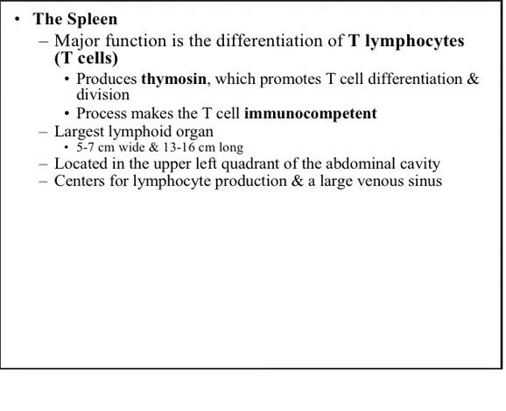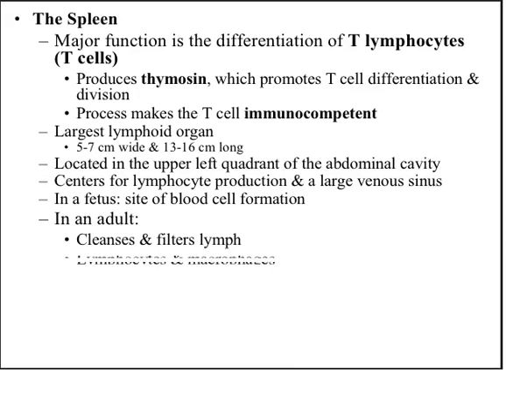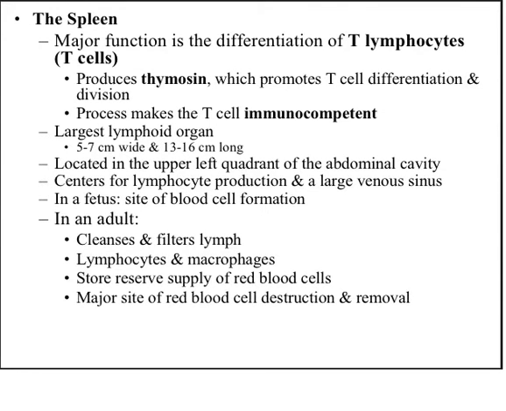It serves as a center for lymphocyte production, and it has a large venous sinus that allows blood to percolate in. In the fetus, it's a site of red blood cell formation, so erythrocytes are generated here. But in the adult, it cleans and filters lymph. It serves as a source of lymphocytes and macrophages, and as a reserve supply of red cells. It's also a major site of red blood cell recycling and removal. So this is one of the ways, again, that we recover portions of the erythrocyte so that we can resynthesize them primarily in the red bone marrow.